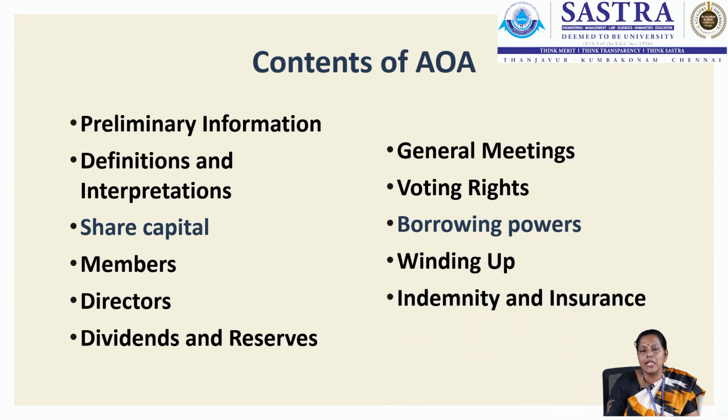Then what we have is the indemnity and insurance. Normally, we all know that a company is a legal person, an artificial legal person, and it cannot operate on its own. So it is distinct from its members as such. The directors of the company act as the agents of the company. They do all the activities on behalf of the company because the company is an artificial legal person.